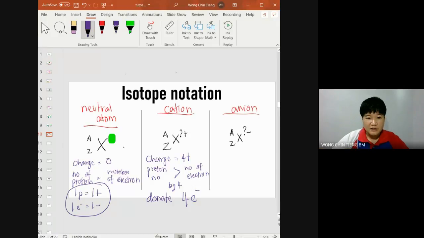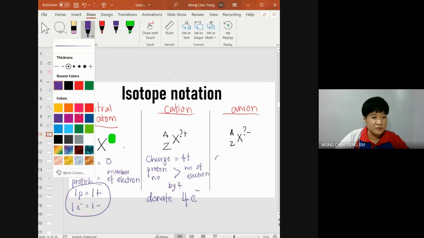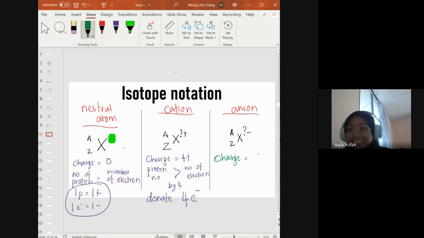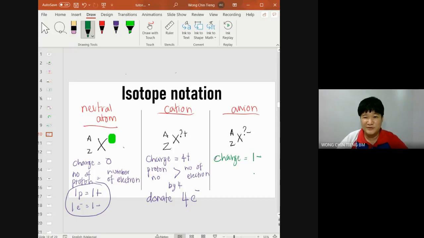Alright. Najla? Najla nak charge berapa? Anion? 1 negative. Okay, saya bagi. Iya kata Miss Fong ni. Saya minta 2 pun tak bagi ni. Orang minta 1 dia bagi. Alright, sebab saya memang nak 1 negative pun. Alright, 1 negative over here.